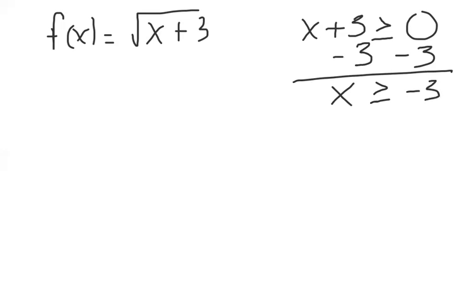So the domain of this radical function would reflect every value greater than or equal to -3. But then we have to write this in interval notation. So in interval notation, it will be bracket -3, comma, up to positive infinity, and then close it off.